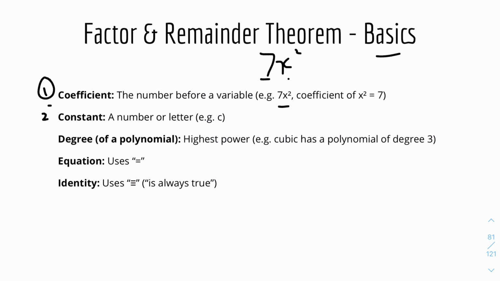Number two, a constant is a number or a letter, like c, but it is not x and y. They are not, because x and y are variables.